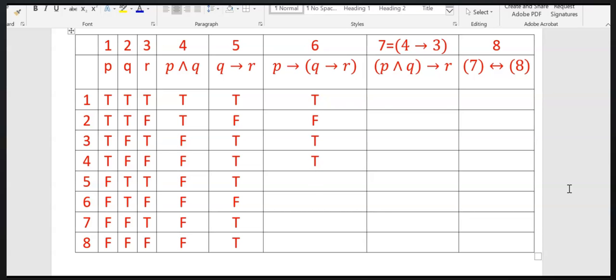T. F implies T is T. F implies F is T. F implies T is T. And F implies T is T. Now fourth implies third. T implies T is T. T. T implies F is F. F implies T. And in this way, you will get the column number 7. Now the 8th is 7 implied.